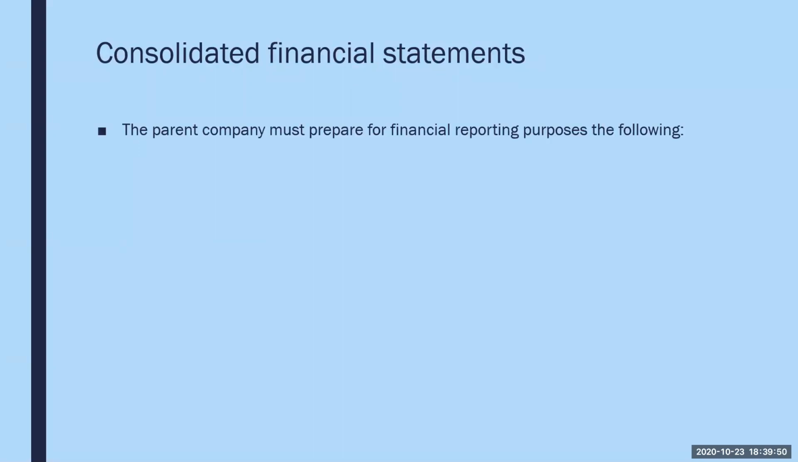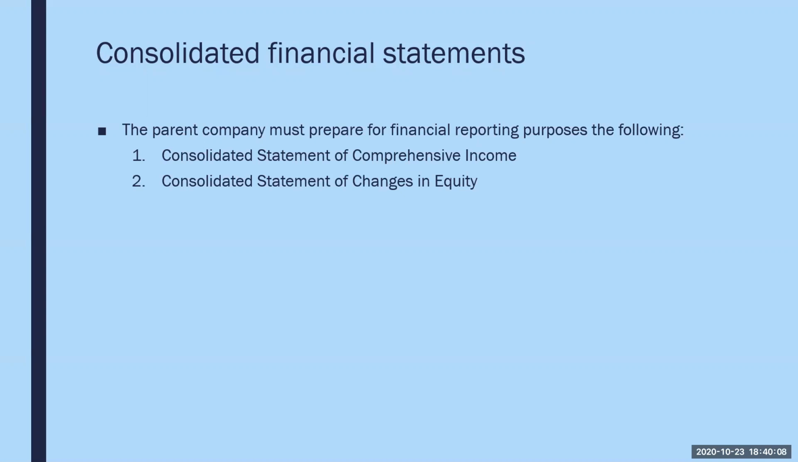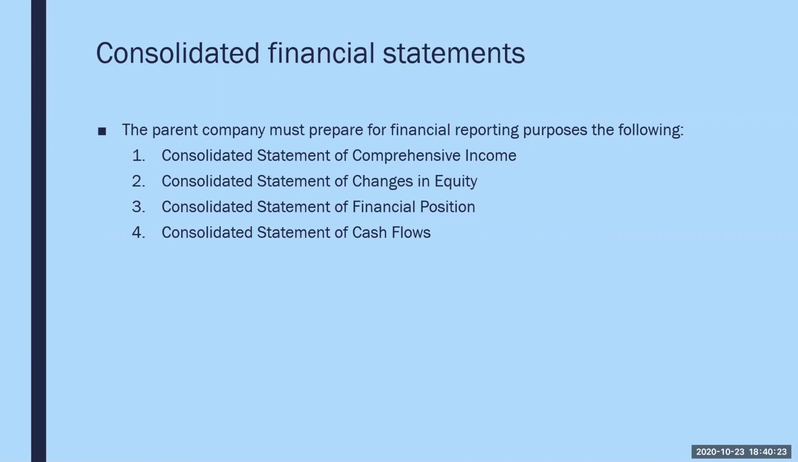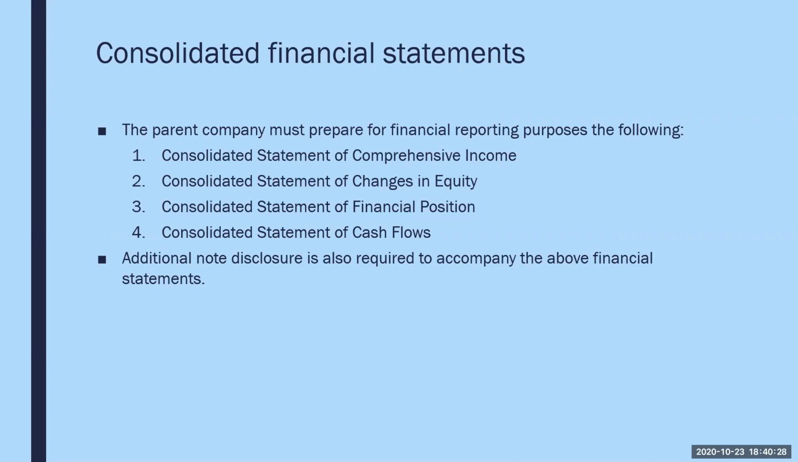Now, a quick look at consolidated financial statements. The parent company has to, for financial reporting purposes, prepare the following consolidated statements: the consolidated statement of comprehensive income, or consolidated income statement under ASPE, the consolidated statement of changes in equity, or under ASPE, the consolidated retained earnings statement, the consolidated statement of financial position, which is basically the consolidated balance sheet under ASPE, and the consolidated statement of cash flows. Of course, it goes without saying that additional note disclosure is also needed.